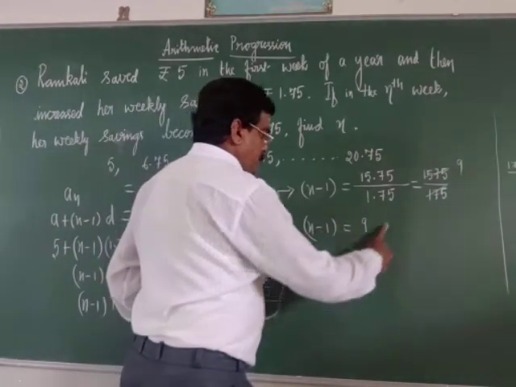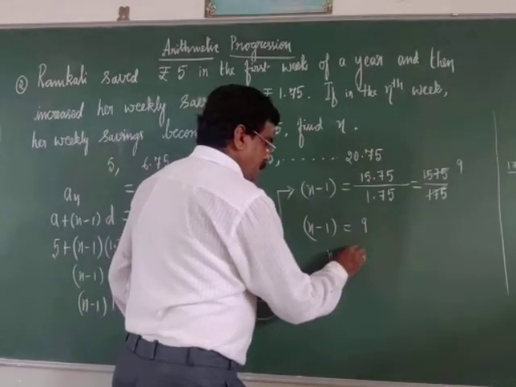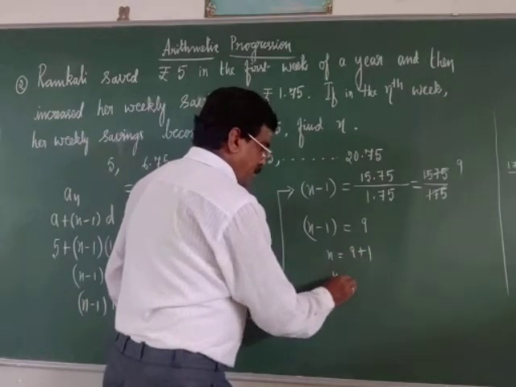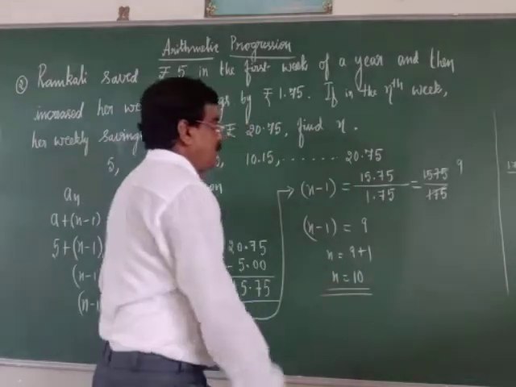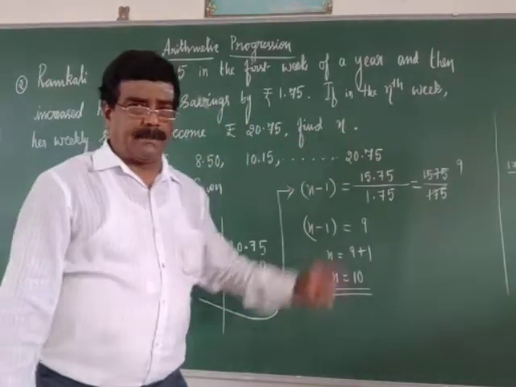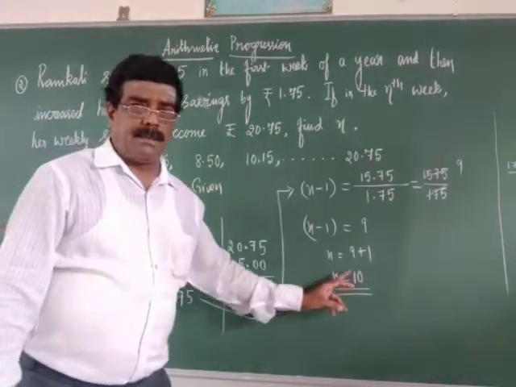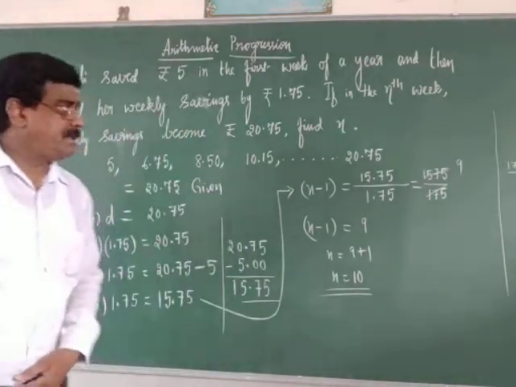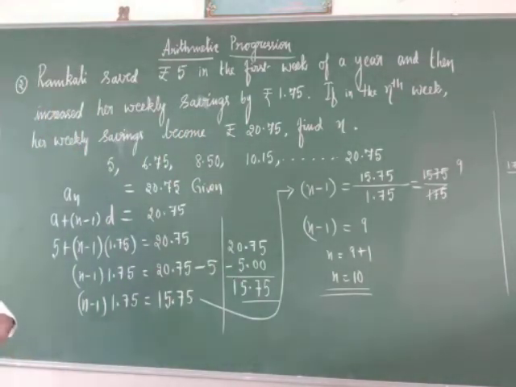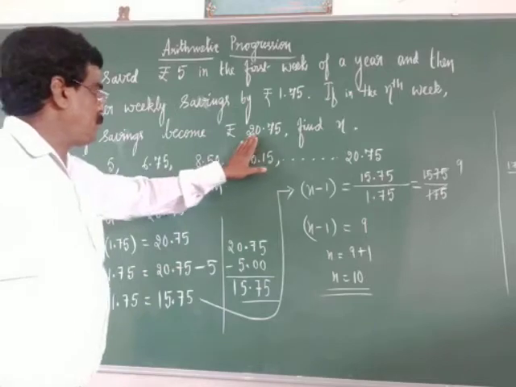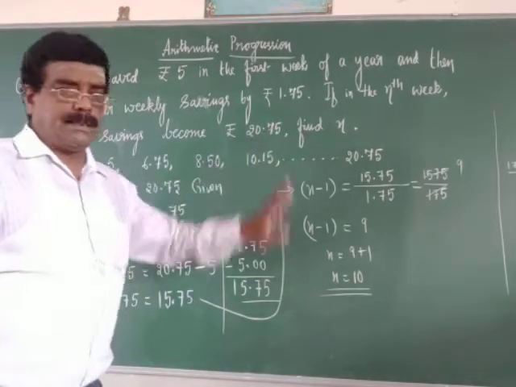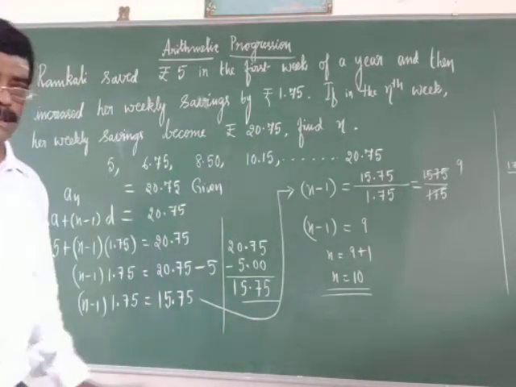Now n minus 1 equals 9, you shift this side. That is n is equal to 9 plus 1. N is equal to 10. The question asked here is find n. So answer is ready. N is equal to 10. It means in the 10th week our savings will be 20.75 rupees. That's the meaning of this sum.